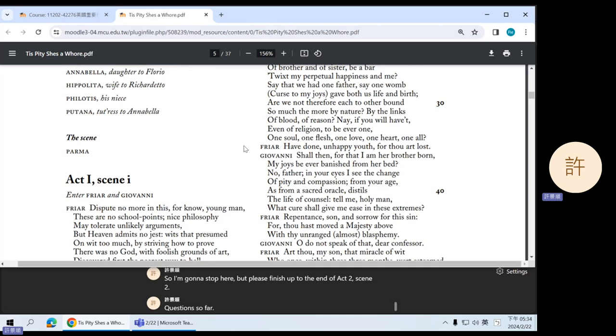Okay, so I hope this guidance kind of shows you how you can approach this play, what kind of strategies you can use, or how you can think about the language and the ideas.